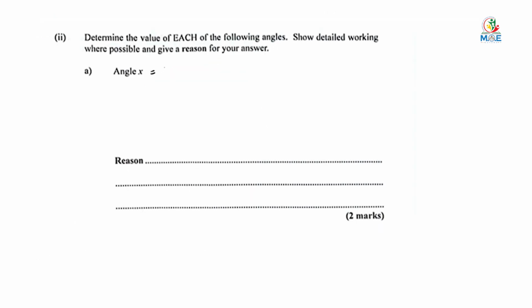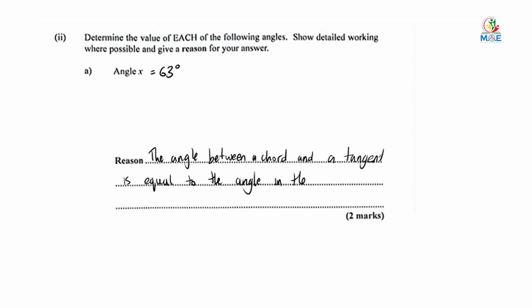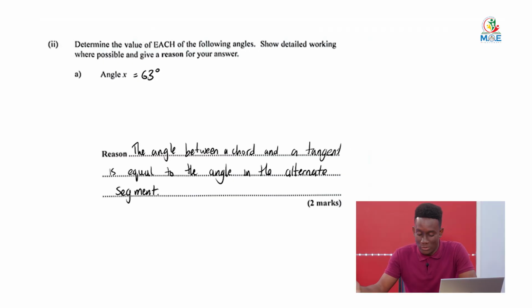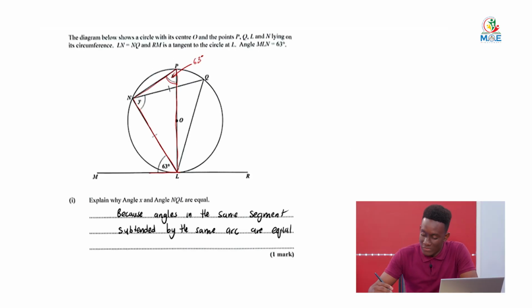So angle X is equal to 63 degrees, and our reason would be the angle between a chord and a tangent is equal to the angle in the alternate segment. And 2 marks, nice and easy, 2 marks. We saw that they just gave us 63, so that means we had to use that angle. We had no other angle to use.